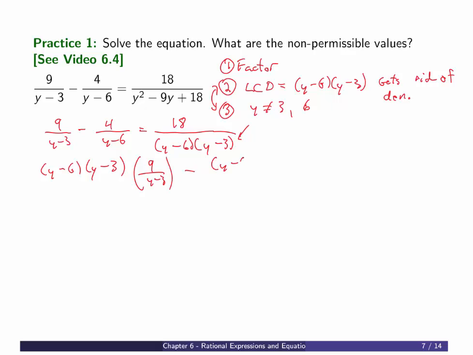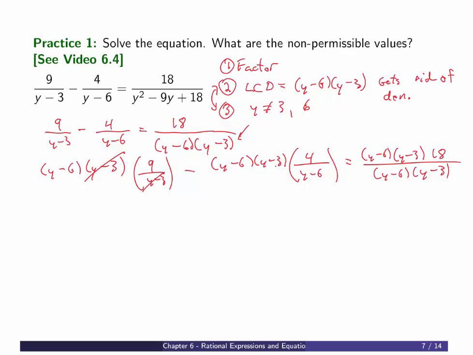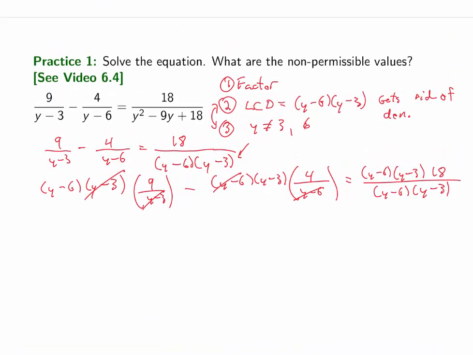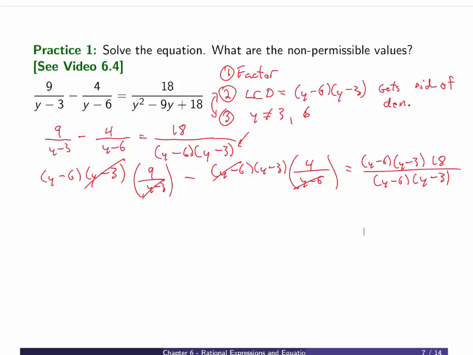Minus y minus 6. Once you do this a couple times, you will never have to write it out as I'm writing it out again, because you'll probably see how to skip this step. I'll leave that to you. It's something that you should be able to figure out on your own. Just do a lot of these examples and you will figure this out. So watch that. Y minus 3 cancels. Y minus 6 cancels. See how you're getting rid of the denominator? And here, everything cancels.